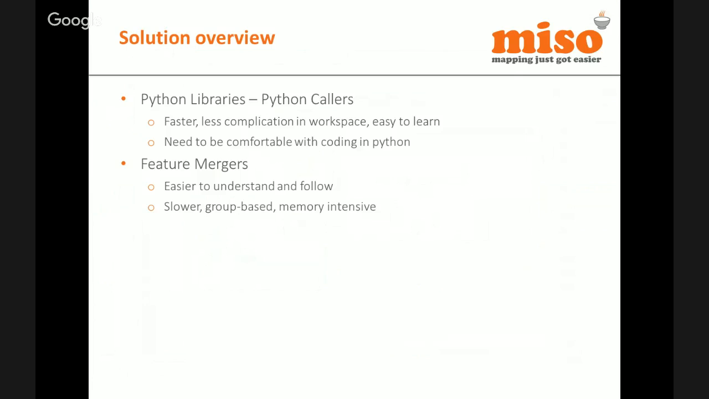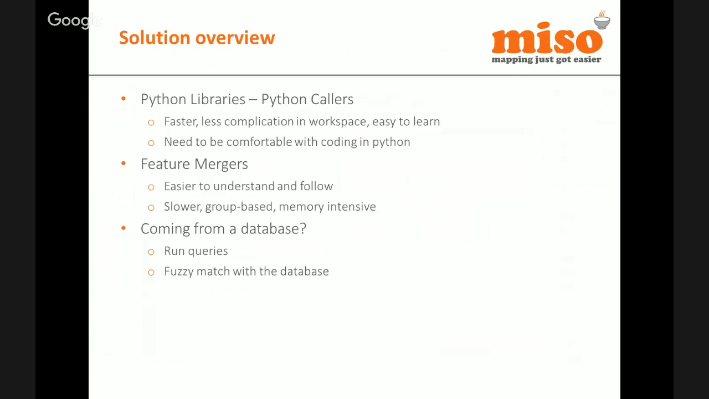You could do it with feature mergers. It's easy to understand because they're big blocks and easy to follow. You just follow the lines, but it is slower. They're group-based and it's memory-intensive. Okay? In one of the other webinars, we'll show you how to use many feature mergers and the pitfalls you might find.